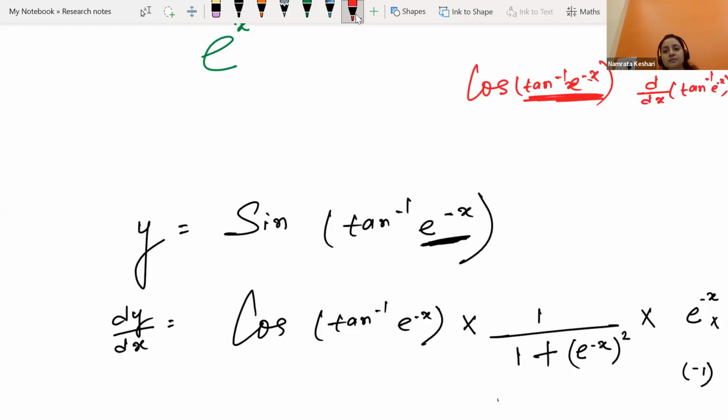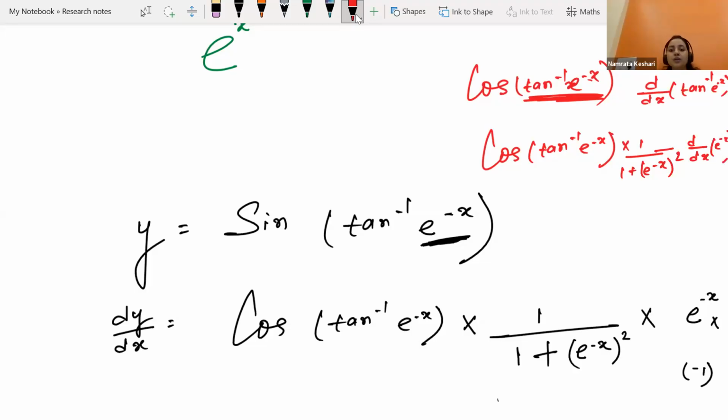Yes, ma'am. Okay. Then we did the derivative of that. It looks like the tan inverse function, so 1 by 1 plus x square. Now we have treated this e to the power minus x as x square. So we need to do the derivative of this e to the power minus x. We did the derivative of e to the power minus x, and it looks like e to the power x. So we have applied the formula, it is just as it is, but it is not just x, it is minus x. So again we'll be doing the derivative of minus x.